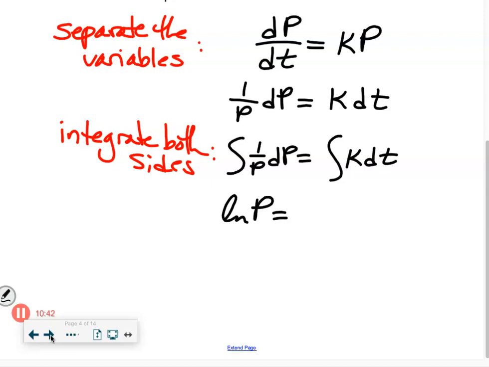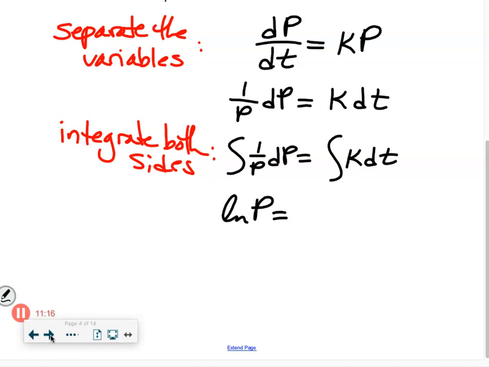Why am I just writing ln p? Because p represents population. If p represents population, you can't have a negative population, right? Without zombies. So since we are assuming population is always a positive number or 0, we don't need the absolute value, so you can just ignore it. If you don't have any context, then you have to put the absolute value. Yes?